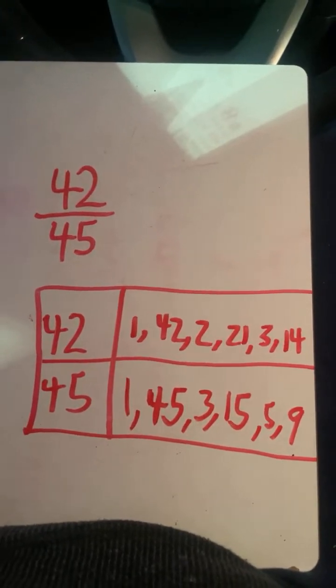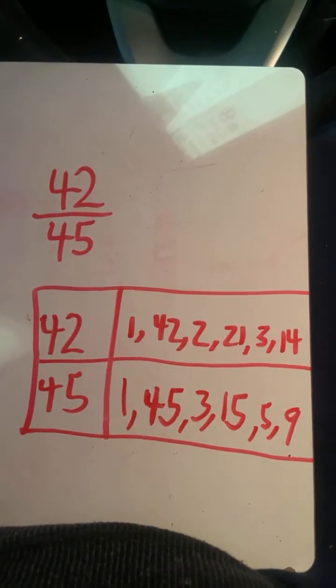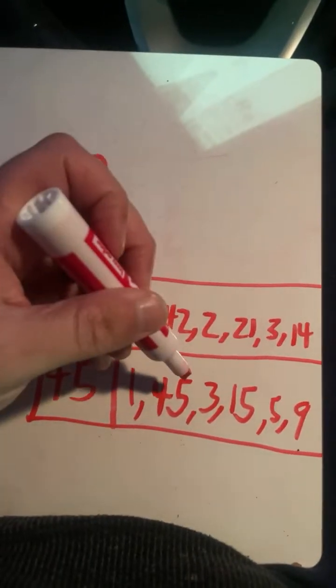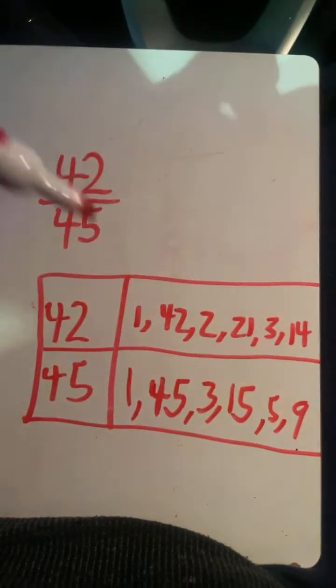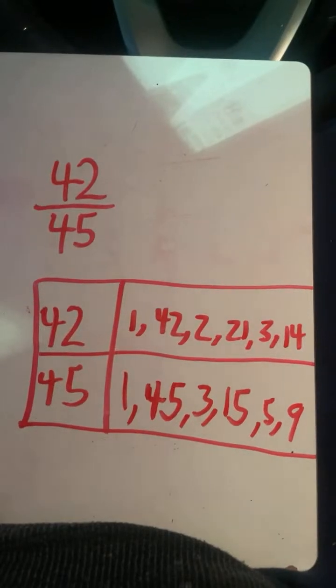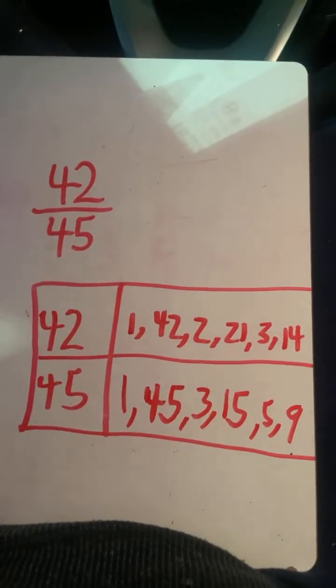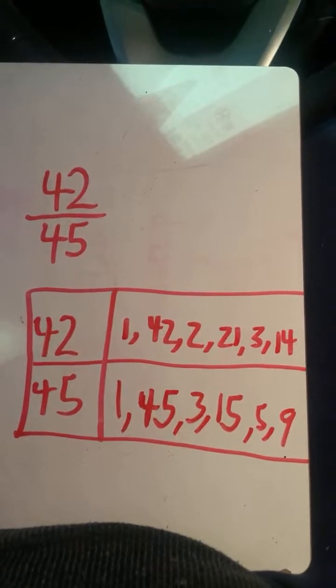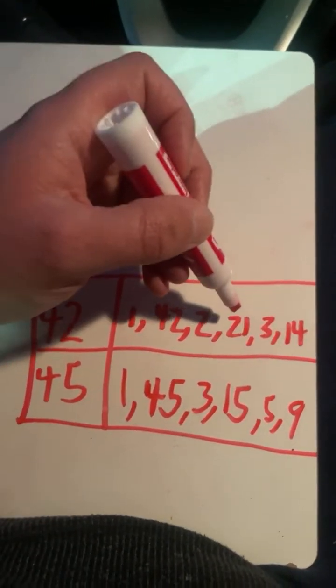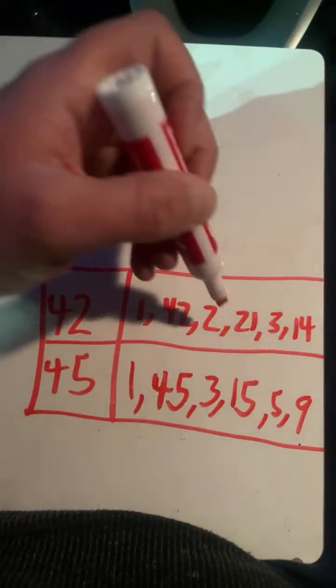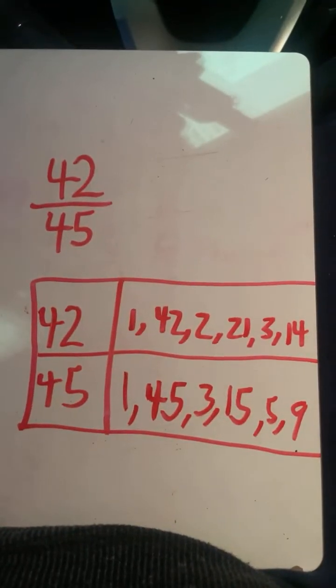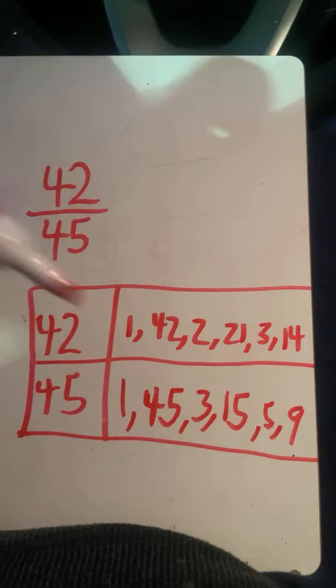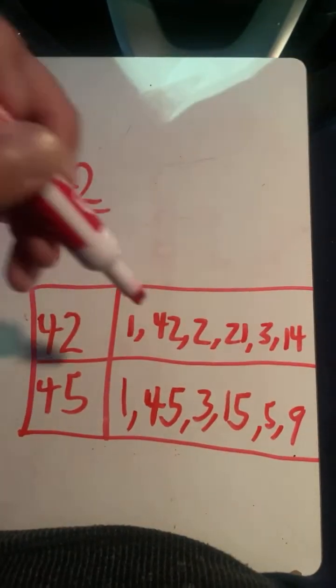Now, out of all the factors, the biggest factor here is 45, but that's not the greatest common factor, because 45 is obviously not a factor of 42. Now, looking at the factors of 42, 21, even though 21 is a factor of 42, it's not a factor of 45, so that wouldn't work. 15 is a factor of 45, but it's not a factor of 42.